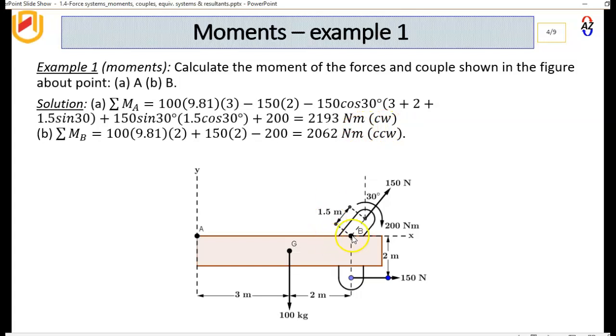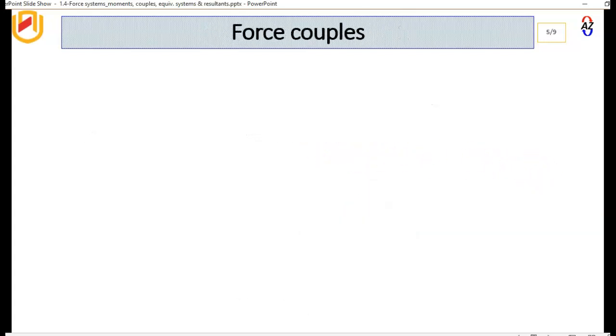Okay, and then moments about B. First of all, we notice that the 150 Newton force here goes right through B, so we don't need to calculate it because it has no moment about P. Okay, and then if we take counterclockwise as positive, then we'll have 100 times 1.81 times this distance d. Okay, and then plus 150 times this distance 2 minus 200, because the 200 now is counterclockwise. Then we get 2062 Newton meters.